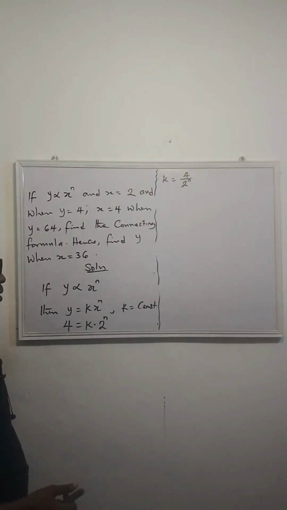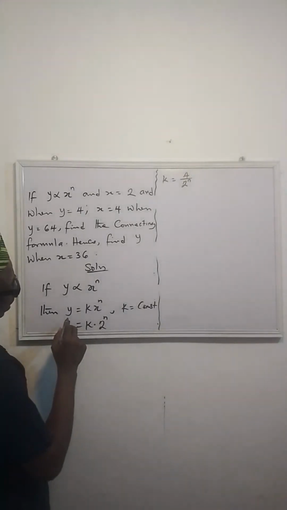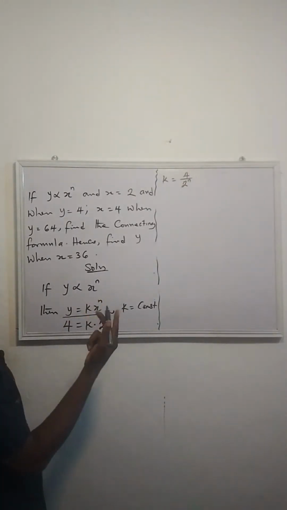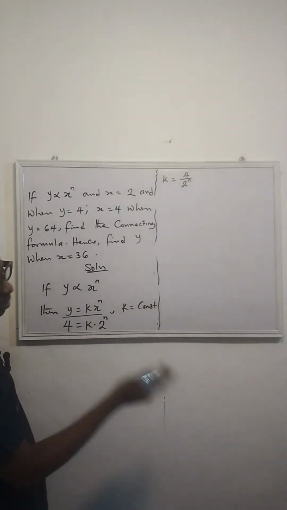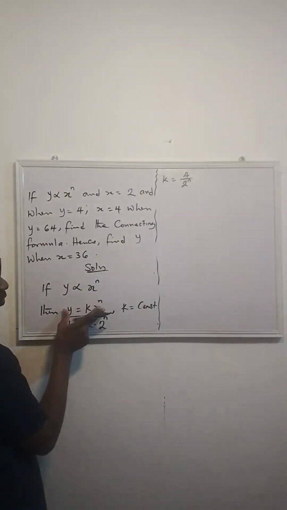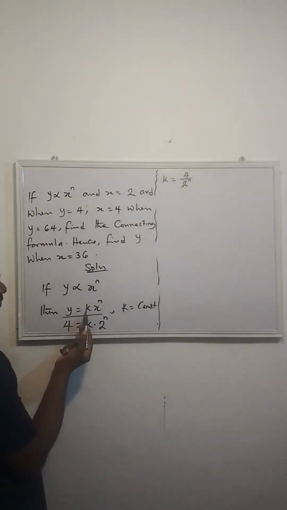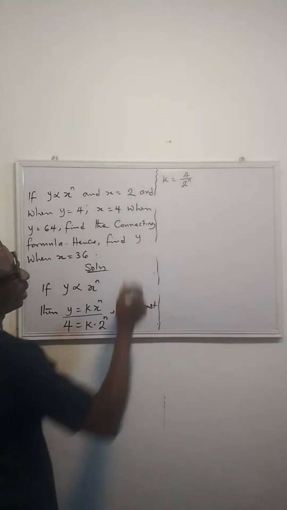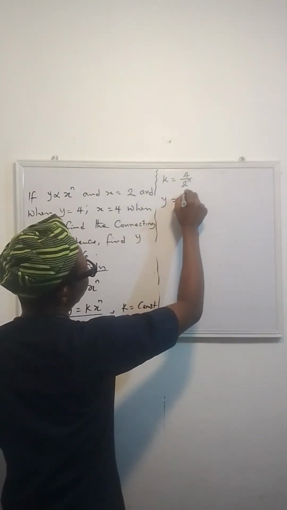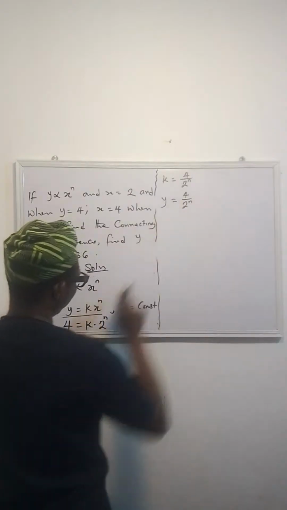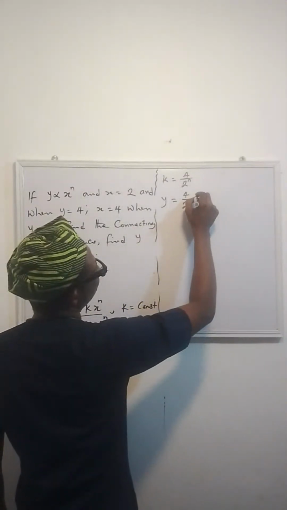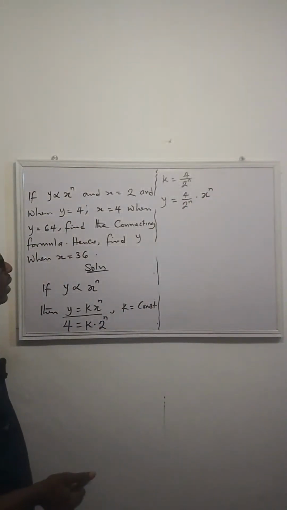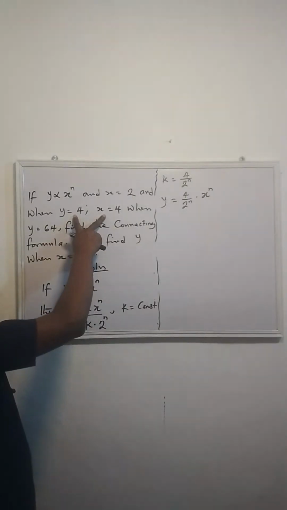So now, you can move down here. Look at what we have now. So that means the connecting formula, just like you want to find the connecting formula, we just plug in this value. You plug it here. So instead of writing k, I will write 4 over 2 raised to the power of n. Now, can we do that? We have y equals 4 over 2 raised to the power of n times x raised to the power of n. Okay? Now, we move down to the question again and take the next pair.